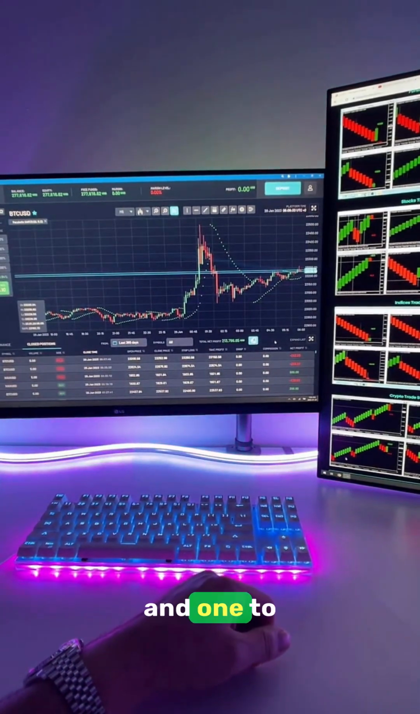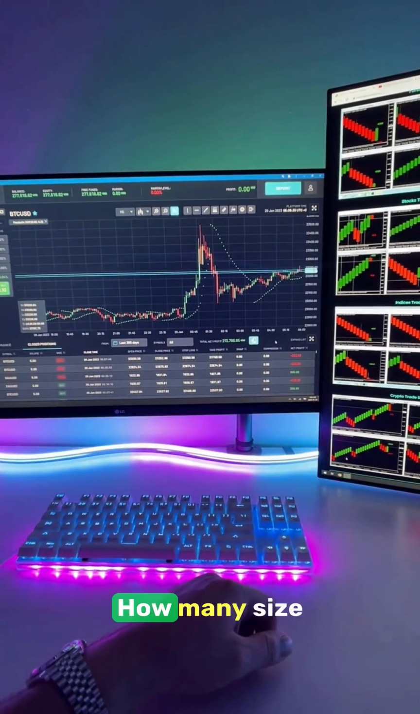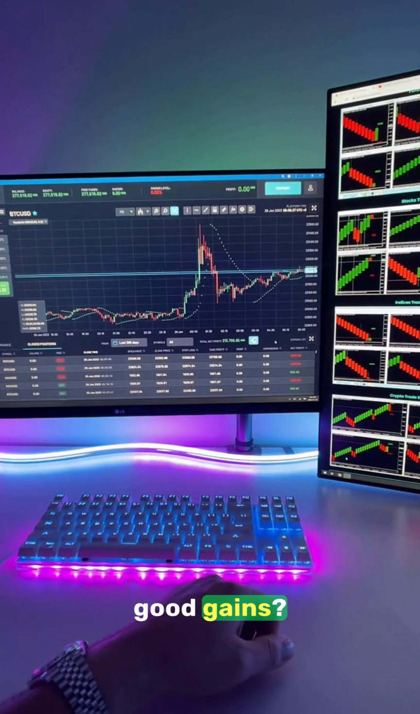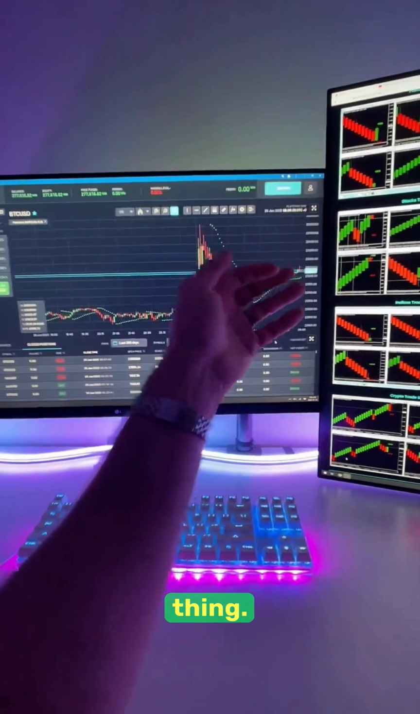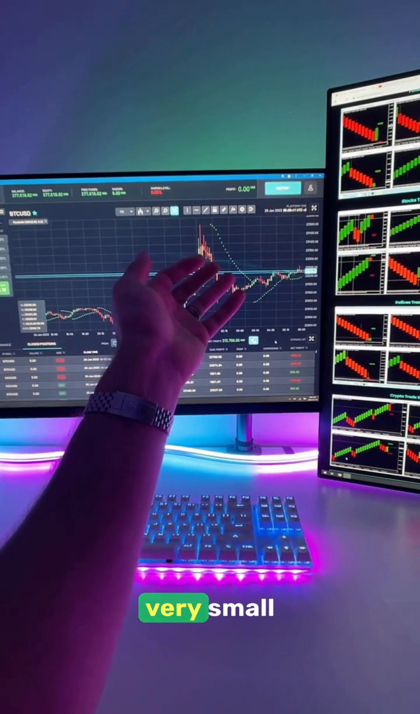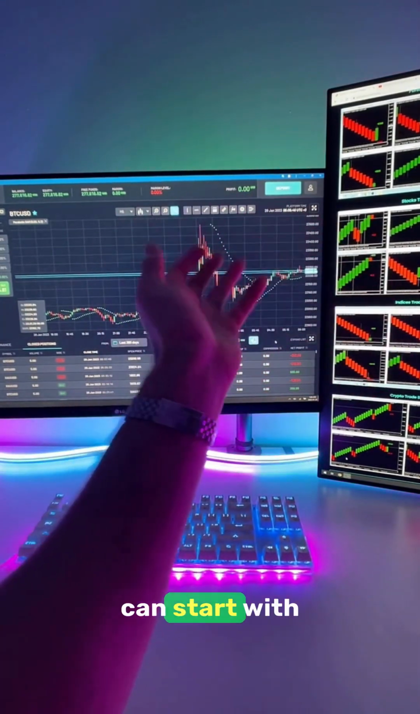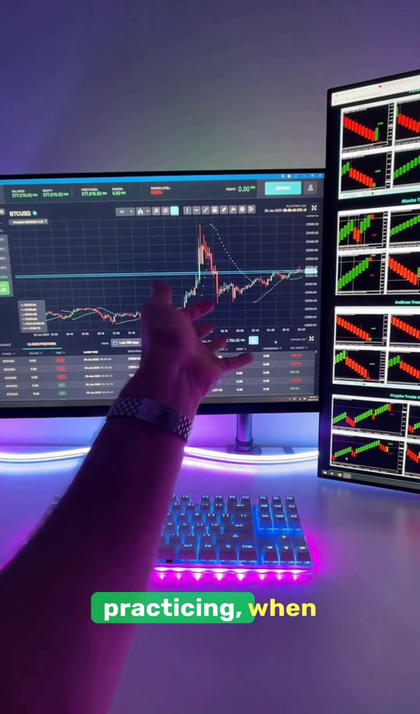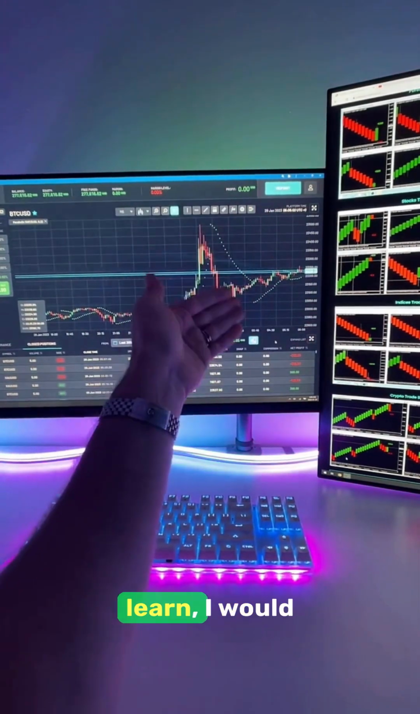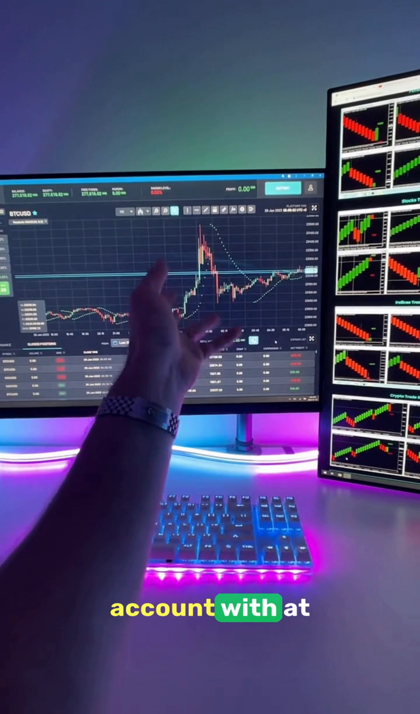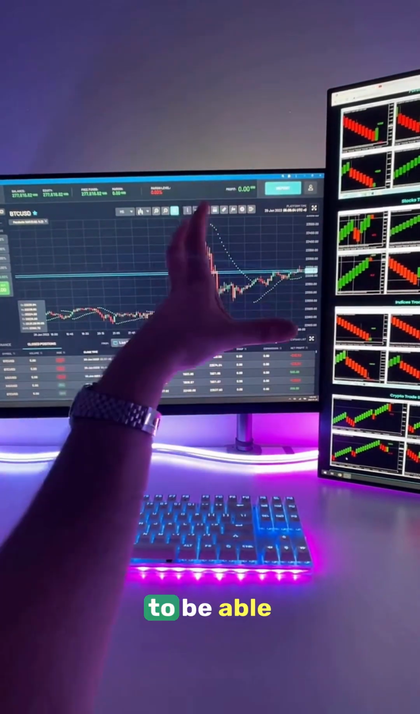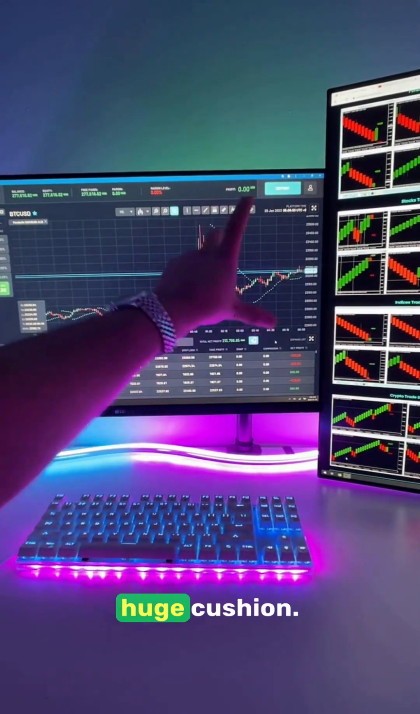You have a $10 and 1 to 50 leverage account. How many size lots do you need to make good gains? So here's the thing. $10 is a very, very small amount to start with. Obviously, you can start with however much you want. When I was practicing, when I was trying to learn, I would always start an account with at least 1 to 5,000 just to be able to have a huge cushion.